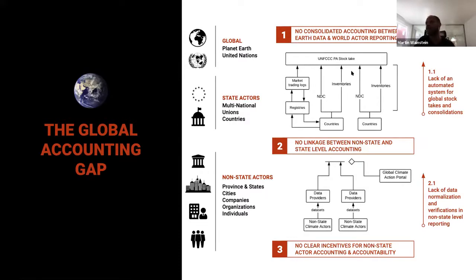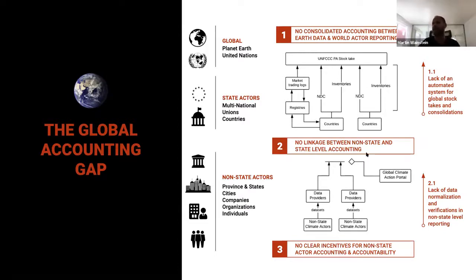And we could frame it into three parts. On one side is the lack of automation between all of planet Earth and Earth system monitoring information vis-a-vis the data collected from policy. So that pertains specifically to the global stocktake, as I'll talk a little bit more about.